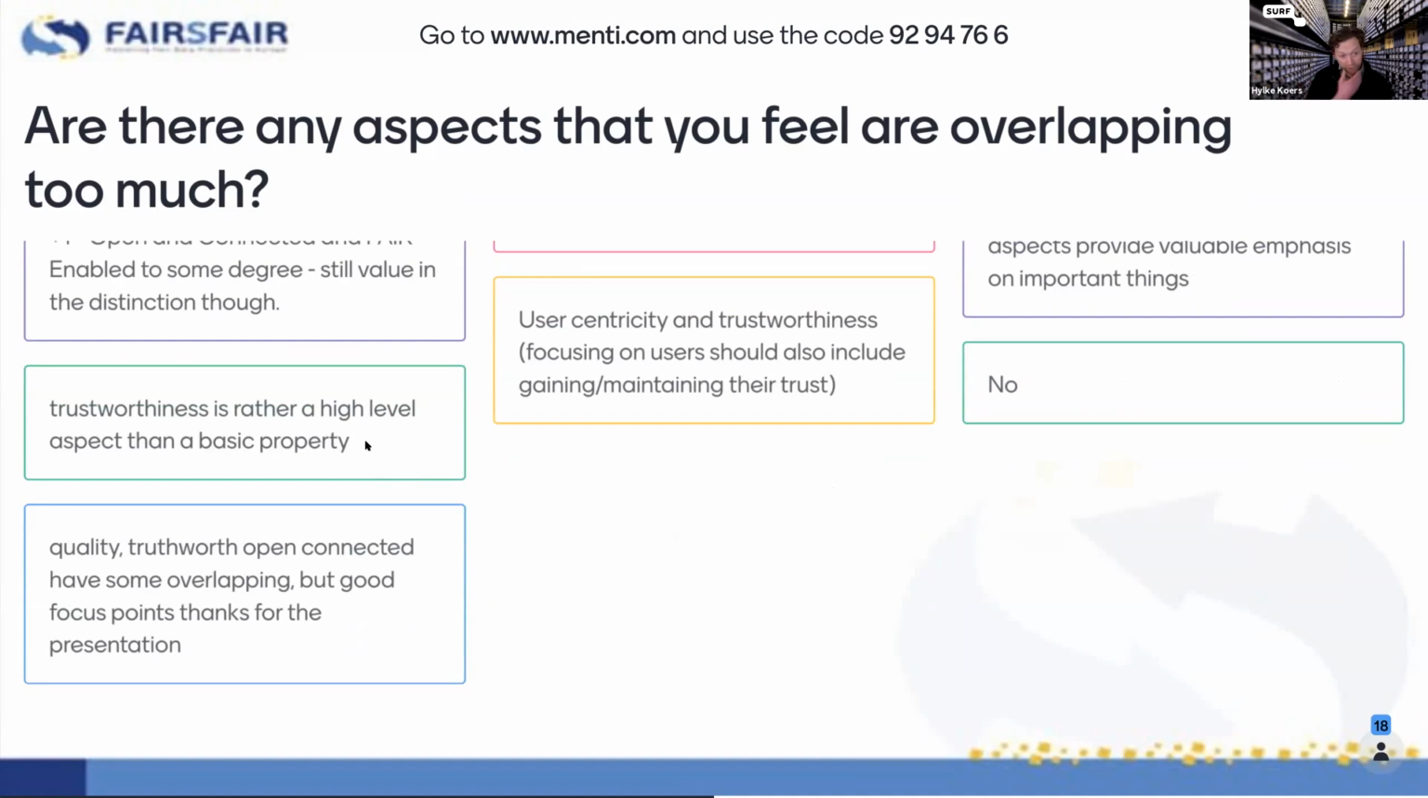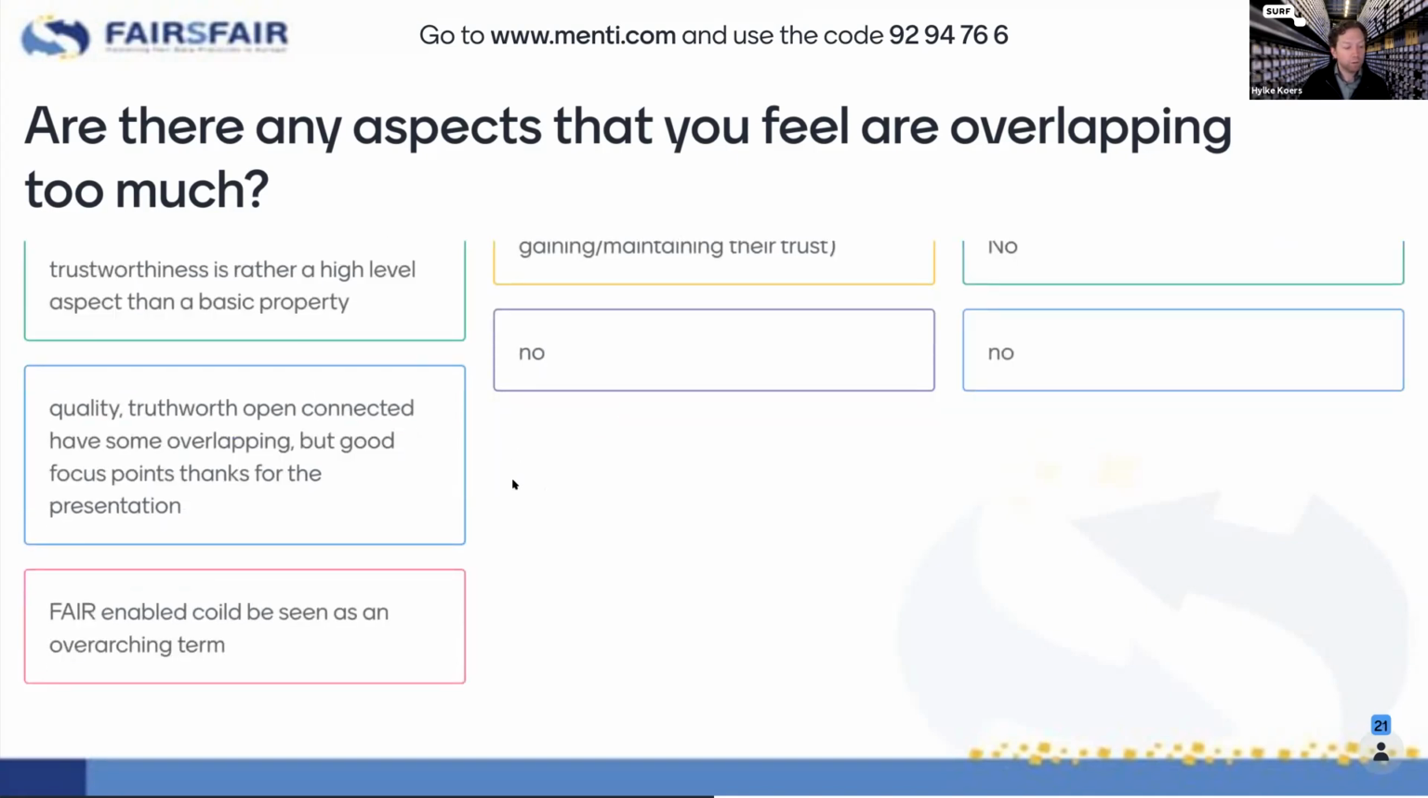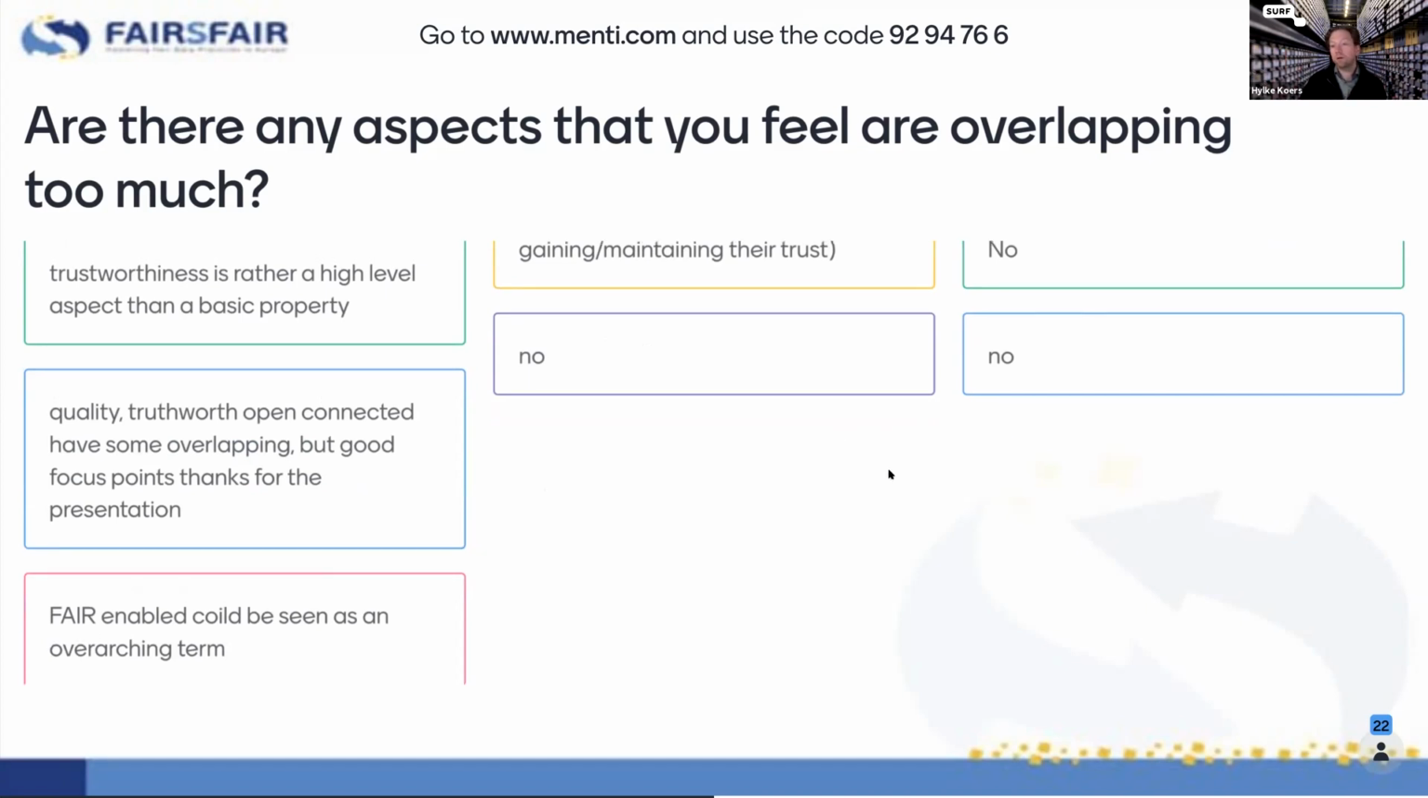Trustworthiness is rather a high-level aspect than a basic property. I would agree with that. Again, if you look at the recommendations under that objective, that tries to make it a bit more specific. But as a term, I agree with that statement. FAIR enabling could be seen as an overarching term. That is true as well, in a sense. We've carved that out as a specific aspect, but in a sense, it's also the totality of what we're doing or what we believe the services should be doing. All right, thank you very much for that feedback. Let's move on. We have, I think, 1 or 2 more questions.